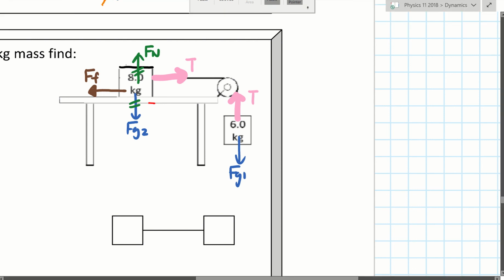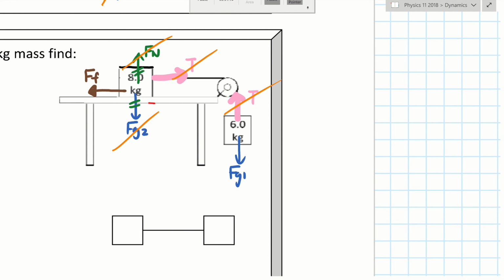Ladies and gentlemen, let's play the game of who is left. Every time we play that game, Fn, Fg2, gone. Tension, the other tension, gone. So what is left? Don't cross out Fg1 and friction. You don't know if they are the same. Tension is always the same internally. Normal force and gravity in this case are the same. But you don't know if Fg1 and friction are the same.